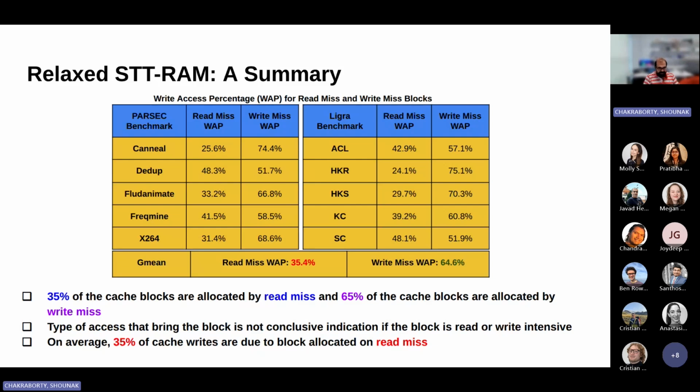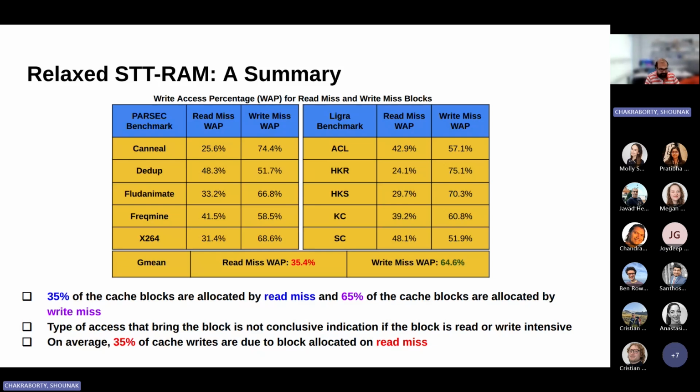If you see this kind of analysis, the general tendency is to identify all write-intensive blocks as those which arrived in the cache because of some write miss. So blocks which arrived because of a write miss will be treated as write-intensive blocks. But unfortunately, this is not a conclusive indication, because during execution we have seen that a write miss has brought some block into the cache, but that block became read intensive after a while. So on average, 35% of the cache writes are happening due to blocks allocated on a read miss, which is significantly high.